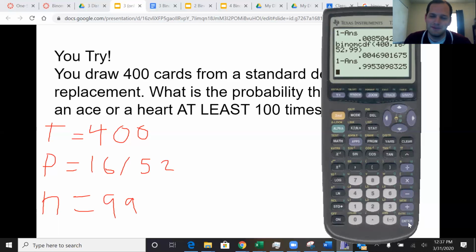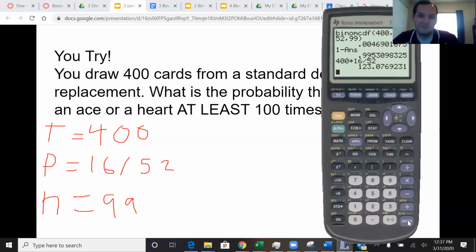The expected value here, this is just a total side note, 400 times 16 divided by 52. What would we expect? How many would we expect to draw? We'd expect to draw 123. So the probability of getting 100 or more, if you were taking into account the expected value, you're going to have a pretty high probability there.